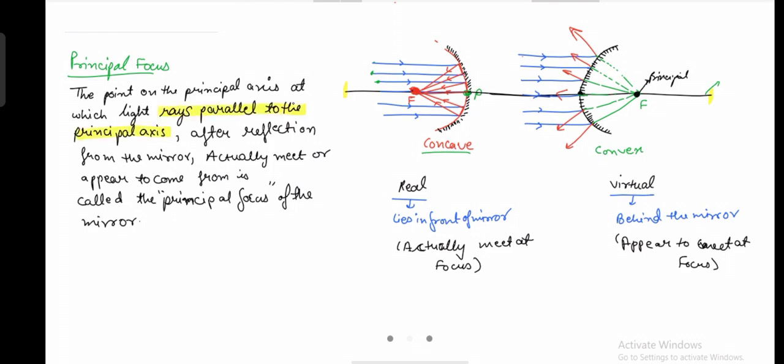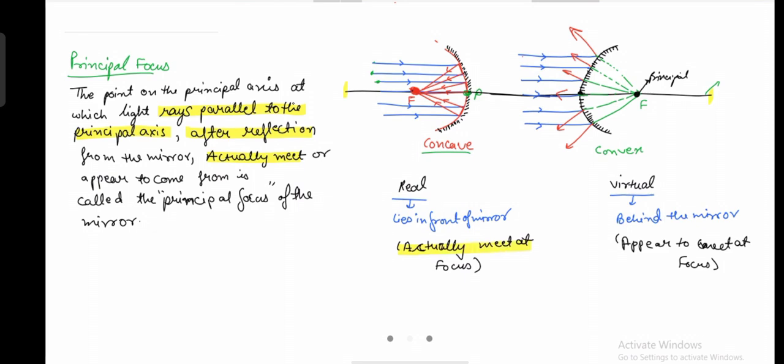See all of these rays, this one, this one, this blue one, technically all the blue ones are parallel to the principal axis, and that's what the definition says. After reflection, they are incident on the mirror, and after that the red rays represent the rays getting reflected from the mirror, and actually meet. In which case are they going to actually meet? In the case of concave, they are actually going to meet.